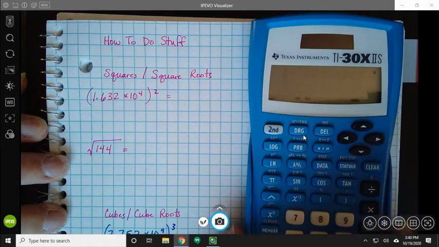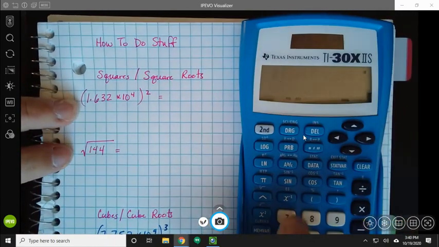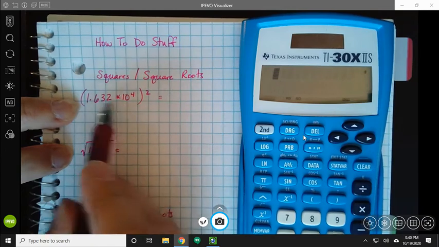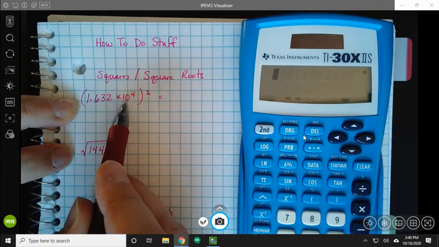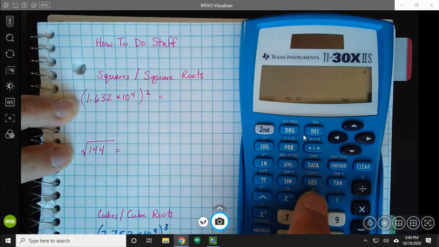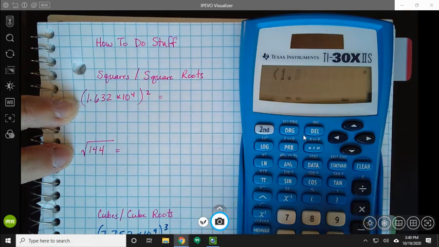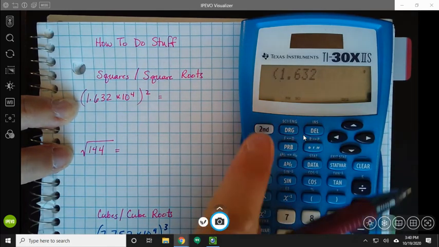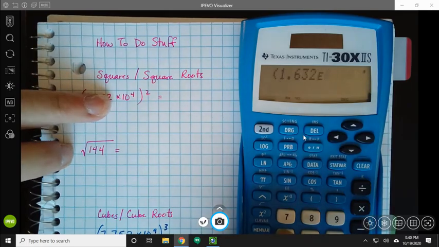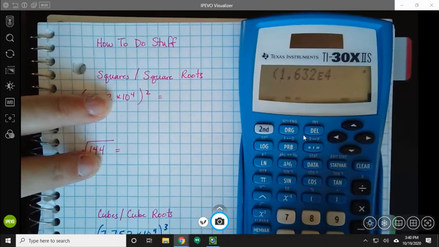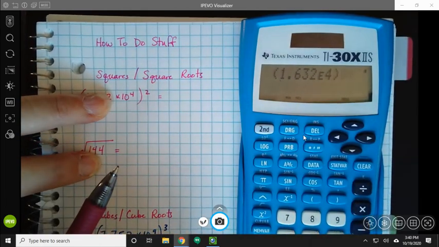So if I'm going to square something, I'm going to show you how to do that with the number being in scientific notation. I'm going to punch in parentheses, 1.632, second, EE 4, and I'm going to close my parentheses.